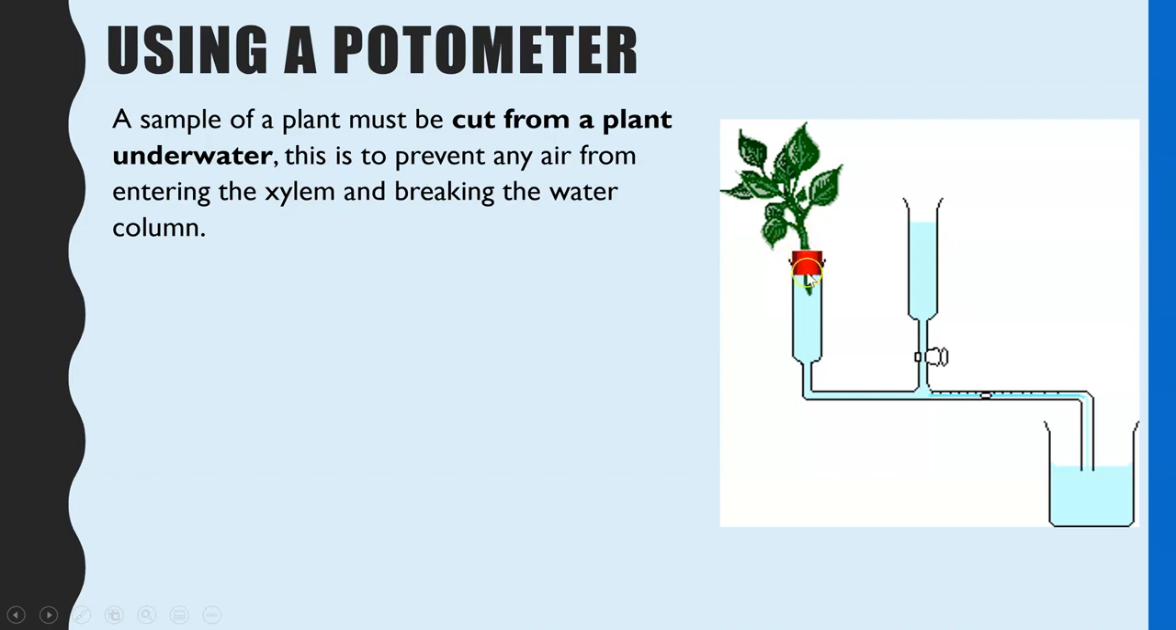The reason for that is the xylem has negative pressure, meaning it's constantly pulling up the water from lower down. If you were to cut the plant in the air, it's going to be pulling air into the xylem, and that will break the continuous column of water, and you won't have transpiration working, or at least it won't work very efficiently. So we cut it underwater to make sure only water is being drawn into the xylem.